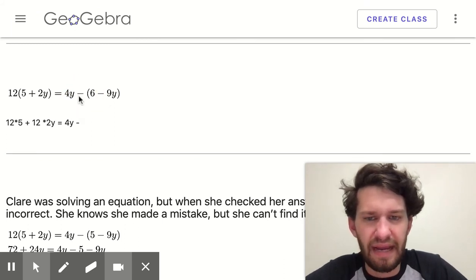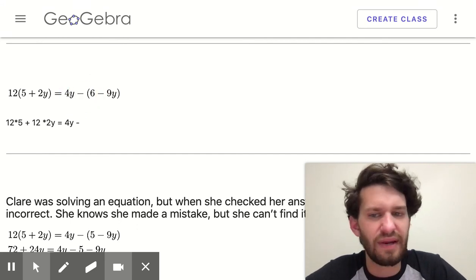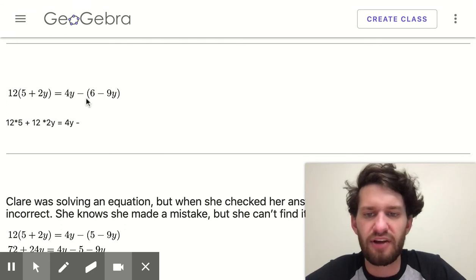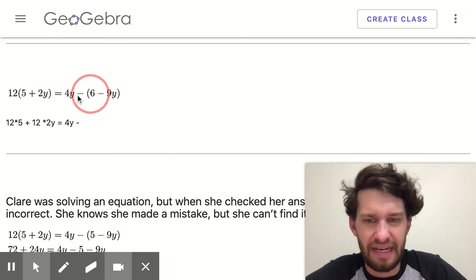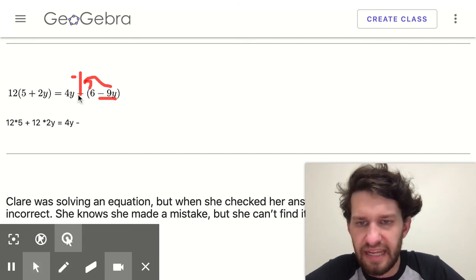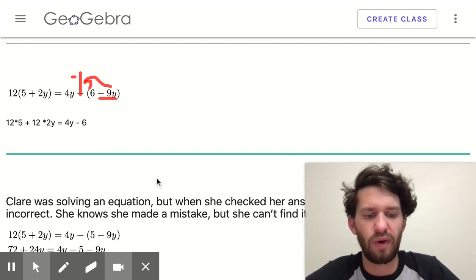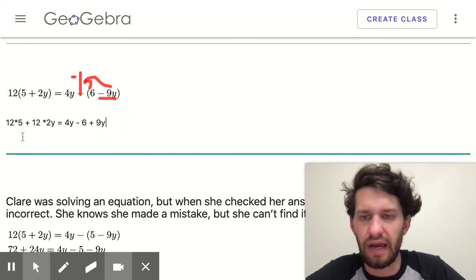So this one, I have minus, but I have no number. So that tells me it's going to be a minus 1, right? When I don't have a number, when I just have an x by itself, that's 1x. So when I have this minus sign in a parenthesis, I know that's minus 1. So I have to multiply my negative 1 here by 6, and I have to multiply my negative 1 here by minus 9y. So what's that going to give me? Negative 1 times 6 gives me minus 6. Negative 1 times negative 9y gives me a positive 9 y's.